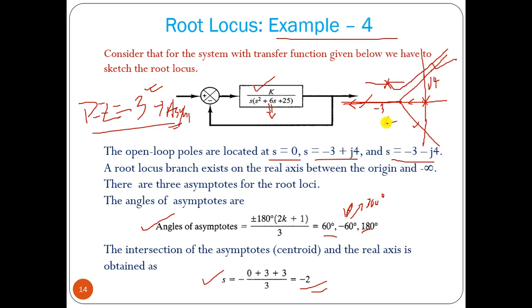Okay, so this is how we have to plot. We have to find out the angle of departure of the complex pole, that is, the angle along which that pole should depart and approach infinity, and we must also find out this intersection point. That is the logic that we are getting.